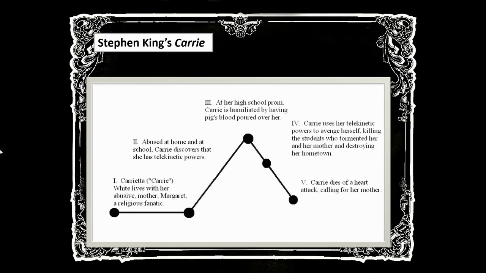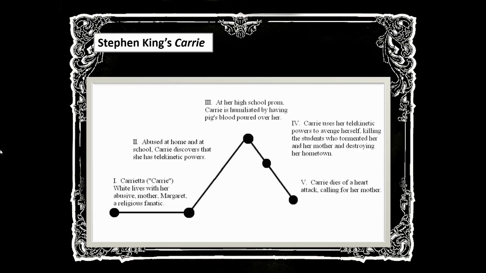So, at her high school prom, she is humiliated by having pig's blood poured over her. And at that moment, she decides to get revenge, right? So, that is the climax. The moment where she gets revenge, the moment where she decides to get revenge, the moment where she thinks, this night was going great, maybe life is good, maybe things are not so bad, but then the pig's blood, and she thinks, no, things are really as bad as they seem. These people really are out to make fun of me.